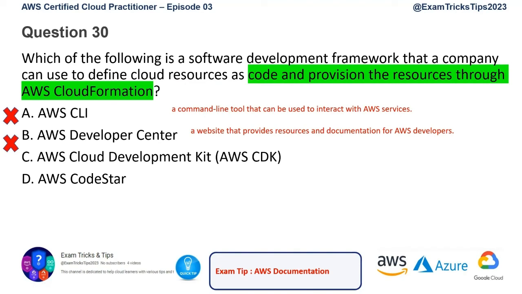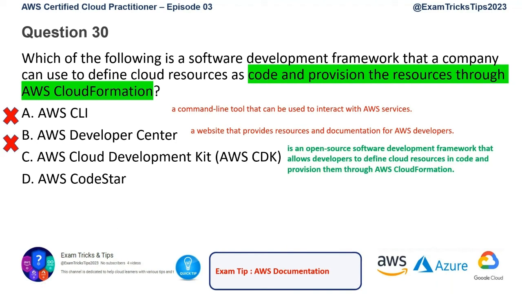Option C, AWS CDK, Cloud Development Kit. This one appears to be the correct answer for me. So what is AWS Cloud Development Kit? It's an open source software development framework that allows developers to define cloud resources in code and provision them through CloudFormation. That's what the question is asking for. CDK provides a high-level, object-oriented abstraction for defining AWS services and makes it easier for developers to write and maintain infrastructure code. So that's the use case here, and that's the correct answer according to me. And I'll point you to the AWS documentation for this. You just need to know this.